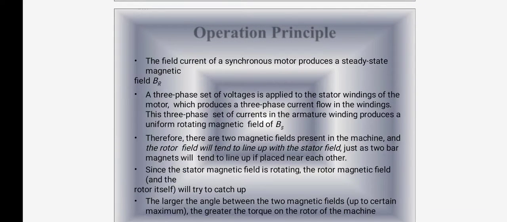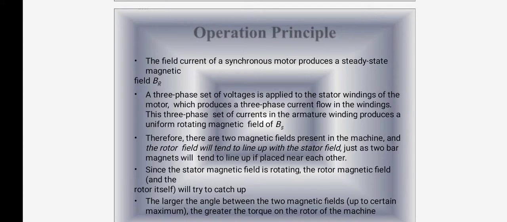Then the operational principle of the synchronous motor. The field current of a synchronous motor produces a steady-state magnetic field Br. A three-phase set of voltages is applied to the stator winding of the motor, which produces a three-phase current flow in the winding. This three-phase set of currents in the armature winding produces a uniform rotating magnetic field Bs. Therefore, there are two magnetic fields present in the machine, and the rotor field will tend to line up with the stator field, just as two bar magnets will tend to line up if placed near each other.